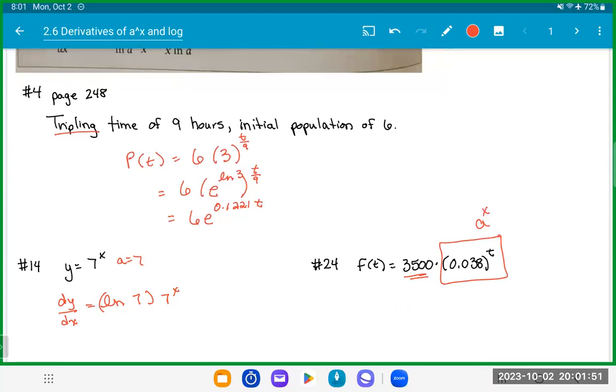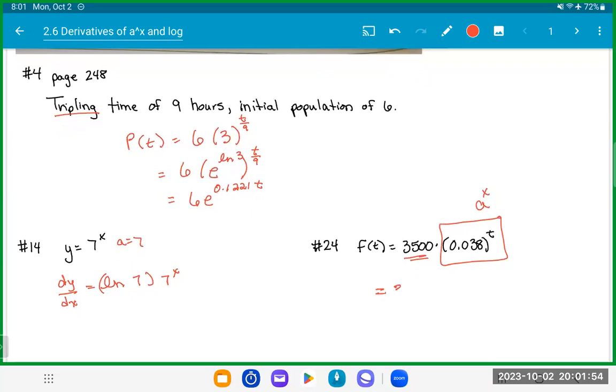I'm going to write that a little cleaner. What's in the orange box? That gives me that my A is equal to 0.038. So I have ln of 0.038 times 0.038 raised to the t. And we can't really simplify that anymore. We could do some decimal approximation of the ln of 0.038, but it's not necessary.